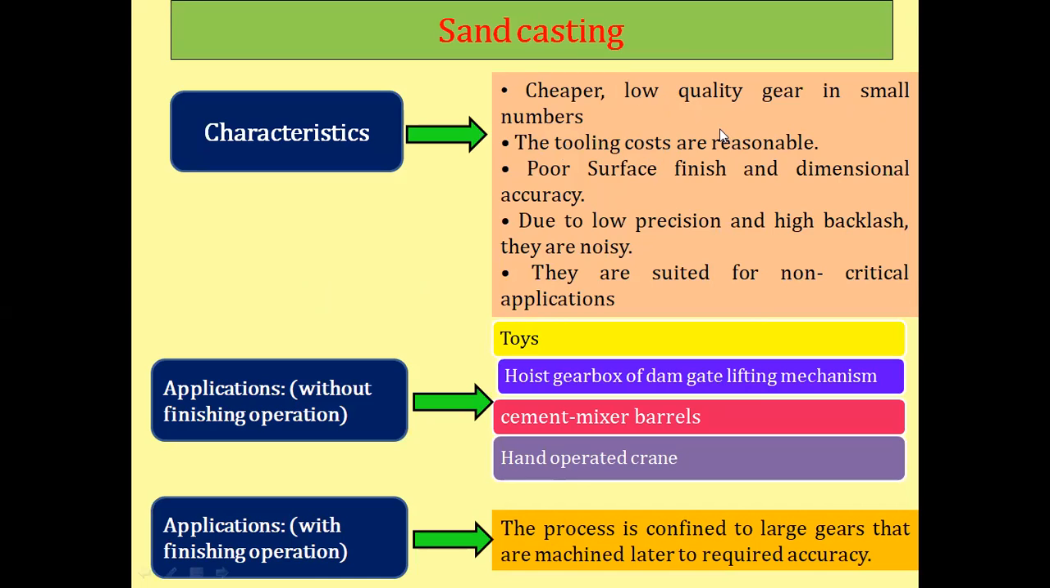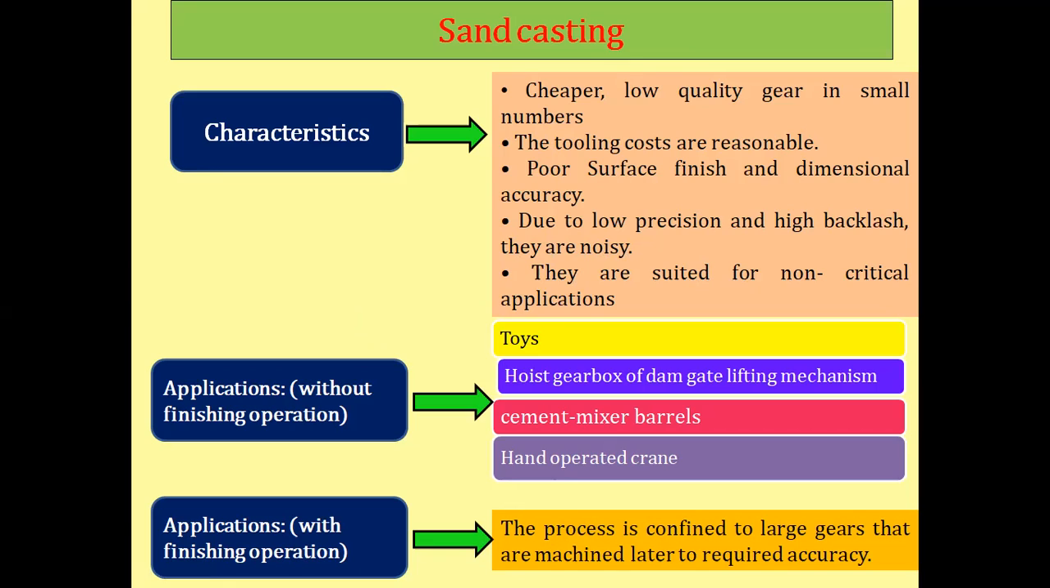Second, the tooling cost is reasonable. You will get poor surface finish and dimensional accuracy here. Due to low precision and high backlash, they are noisy. And the last one is they are suited for non-critical applications. That means where high tolerances are required, you can't go for the casting process. Okay. The application of that casting is without a finishing operation. Without, that means after removing from the mold, you will use it as it is in the assembly.